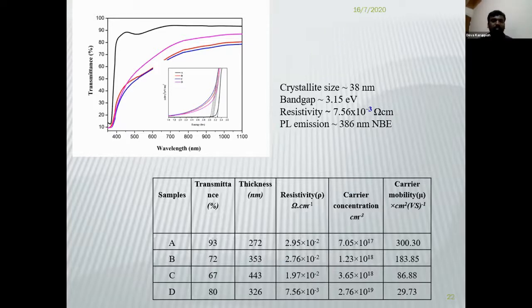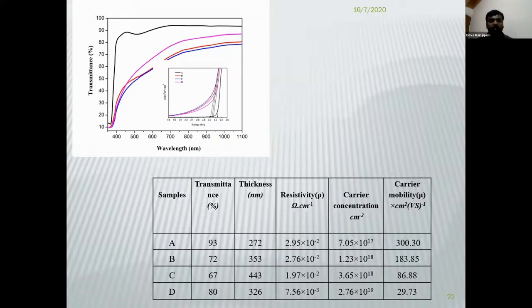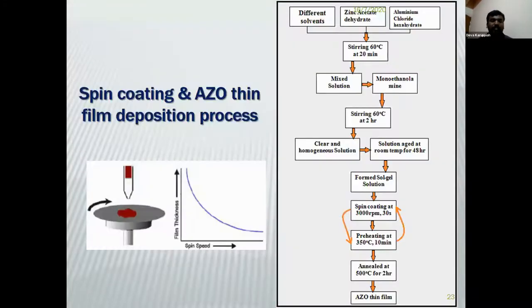In the resistivity, we observed the lowest resistivity for the methanol solvent sample D, 7.56 × 10⁻³ ohm centimeter, because it has good carrier concentration, and the carrier mobility is also decreasing with respect to the change of different nanostructure. These are the same sol-gel method.